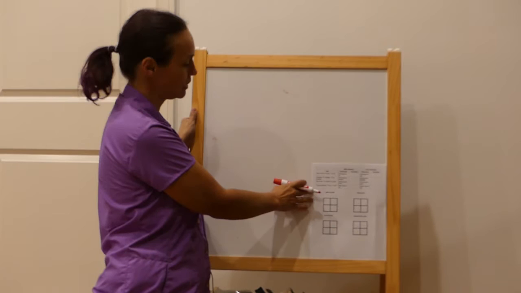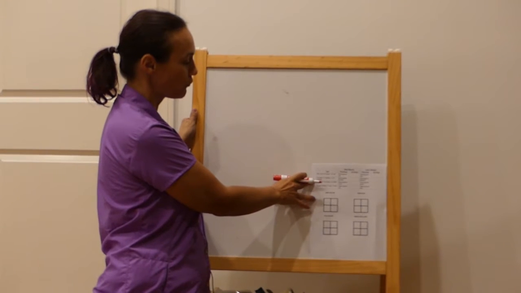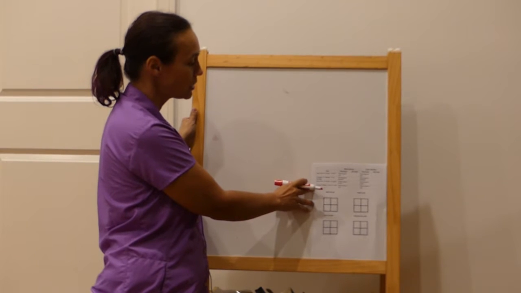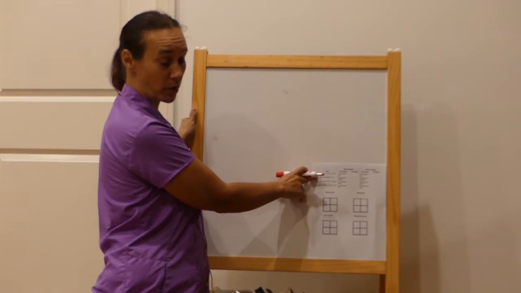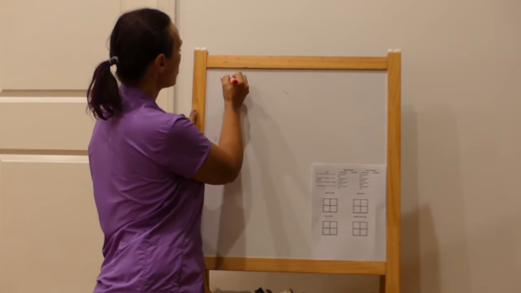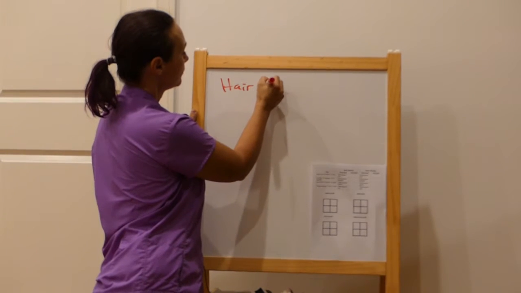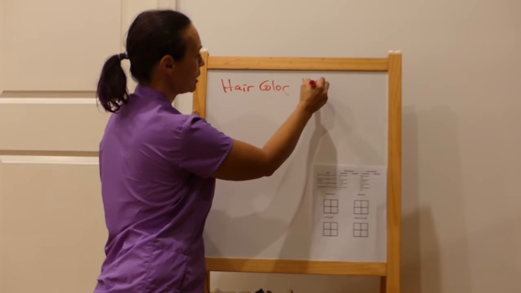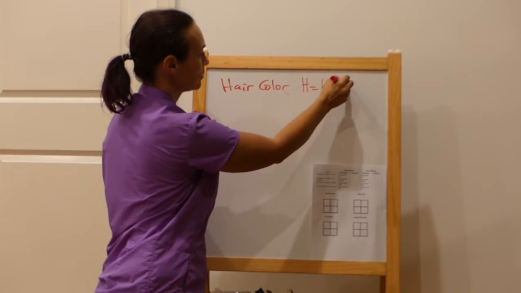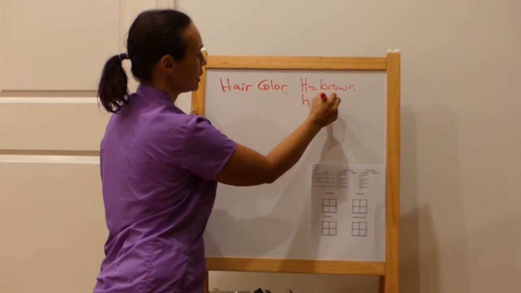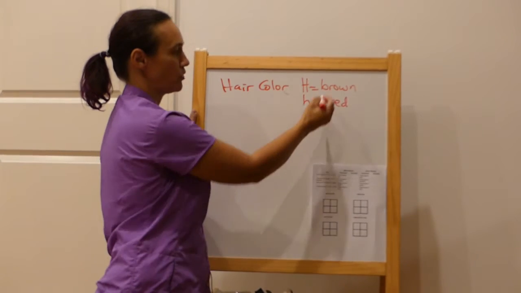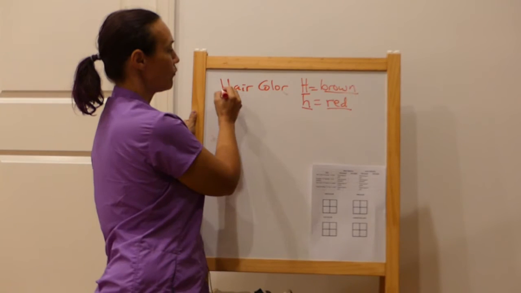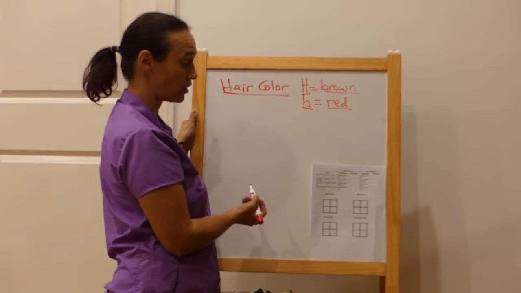and it's giving us information for 4 different traits: for hair color, for freckles, for eye color, and for tongue rolling. And it tells you for hair color, this is the one we're going to look at. It says for hair color, capital H equals brown and little h equals red. Okay, so these are our phenotypes. These are our alleles for the trait hair color.